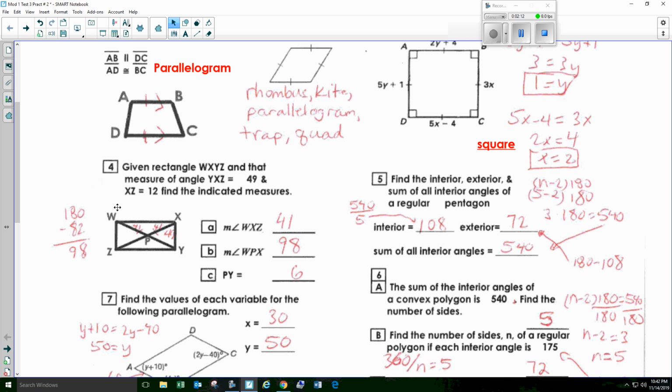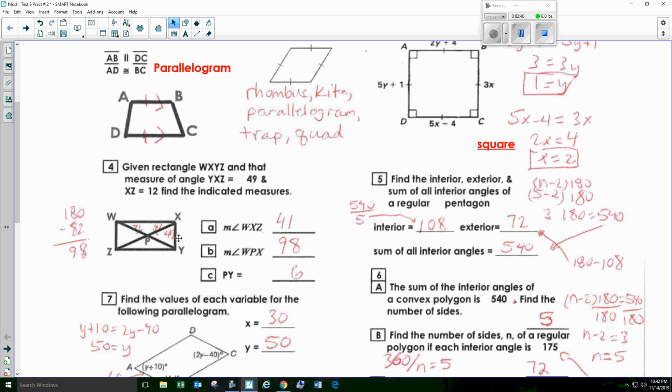Number 4, this quadrilateral is a rectangle, it tells me. So that means it's a parallelogram with opposite sides congruent and 4 right angles. You know your properties of a rectangle. One of the properties is that the diagonals are congruent, and they bisect each other since it's a parallelogram. So that means these 2 are congruent and these 2 are congruent. They're all the same.